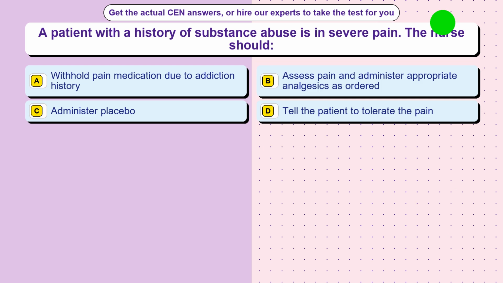Question 77. A patient with a history of substance abuse is in severe pain. The nurse should: Option A, withhold pain medication due to addiction history. Option B, assess pain and administer appropriate analgesics as ordered. Option C, administer placebo. Option D, tell the patient to tolerate the pain.